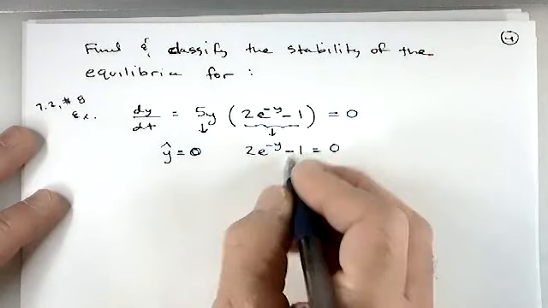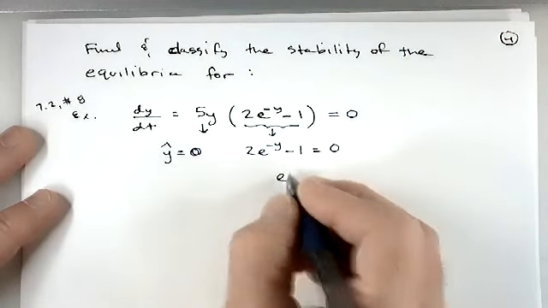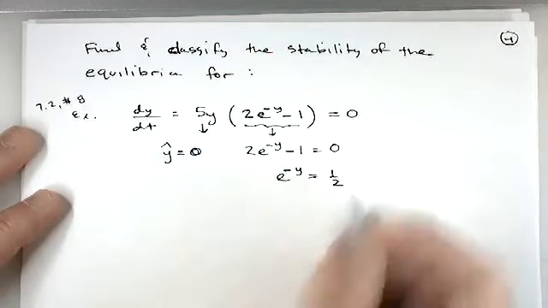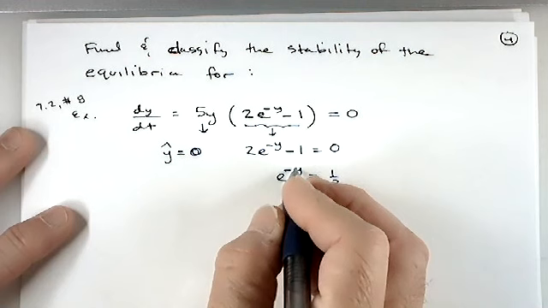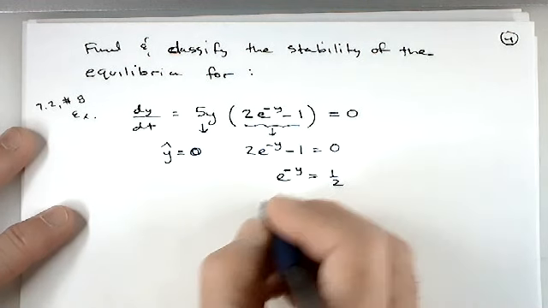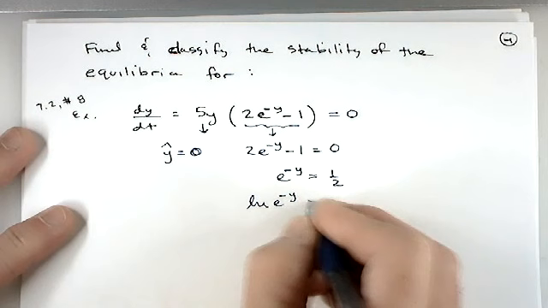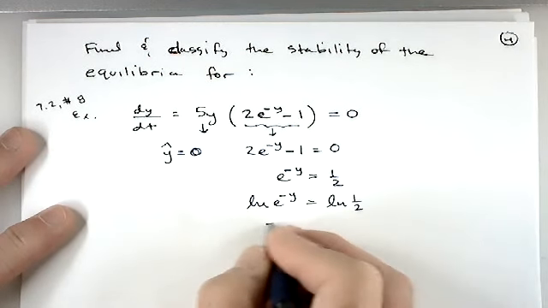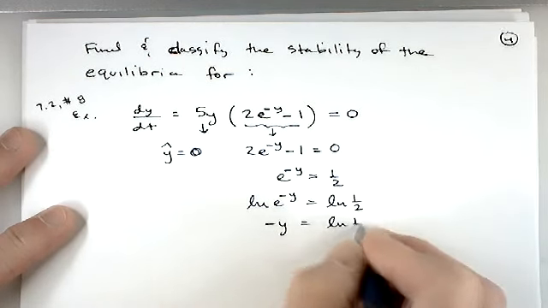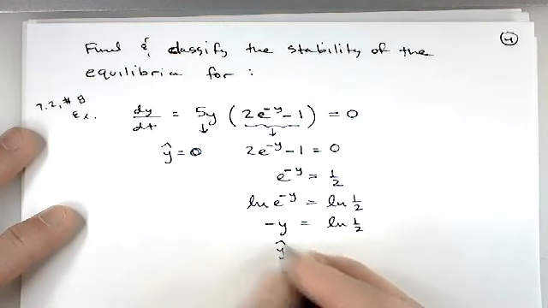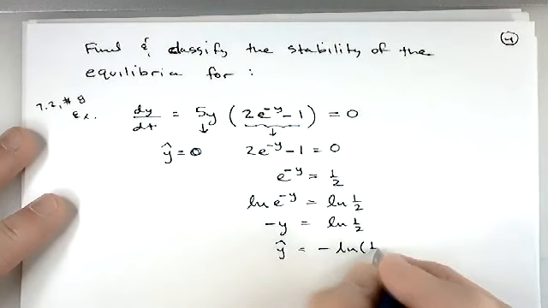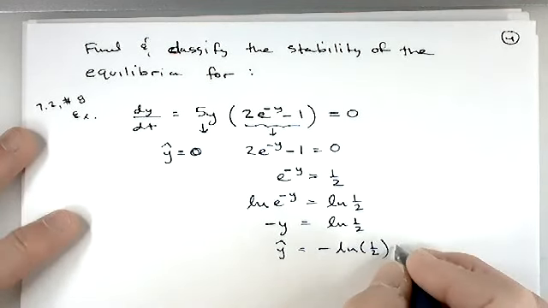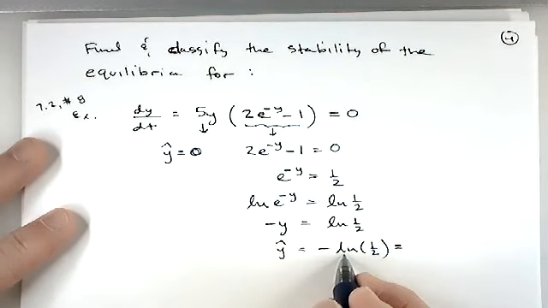If I isolate the e to the negative y, I would add 1 and divide by 2. So e to the negative y is 1/2. To get the negative y by itself, I would take the ln of both sides. That's just negative y. So my second equilibrium is negative ln of 1/2. It's fine if you leave it like this. I'm thinking of things in the back of the book. They love to simplify things. You might also see this written differently.